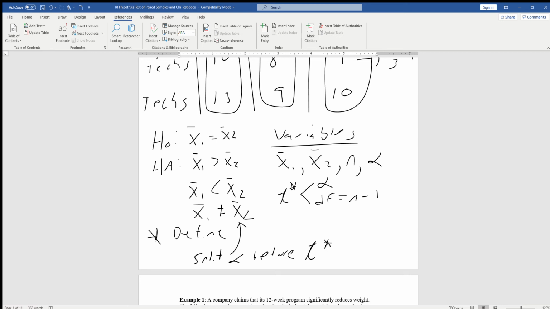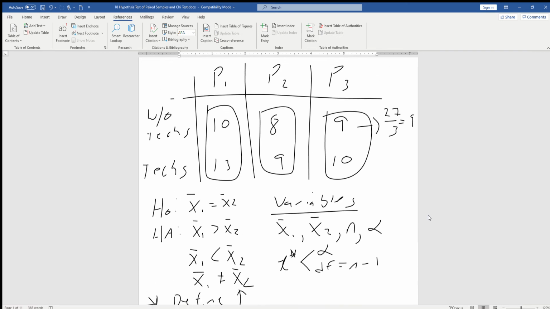Once we have that, then what we're going to do is the computation, or we're going to set up the distribution. The distribution is the same as always with the t distribution. So you either have negative t, positive t, or alpha, and then you split t.